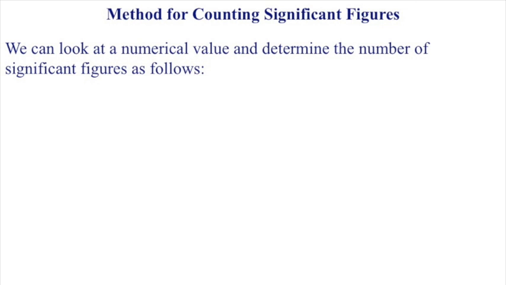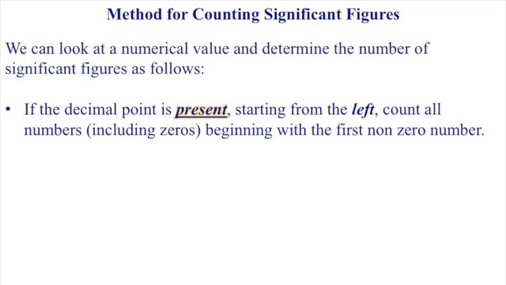I'm going to give you a method for counting the number of significant figures in a given value. Don't worry if you don't completely understand these rules the minute I utter them. I'll help you develop your own understanding of these rules by working through some problems with you. We could look at a numerical value and determine the number of significant figures using the rules that follow. If the decimal point is present, that means you see a decimal point written there. Starting from the left, count all numbers, including zeros, beginning with the first non-zero number.